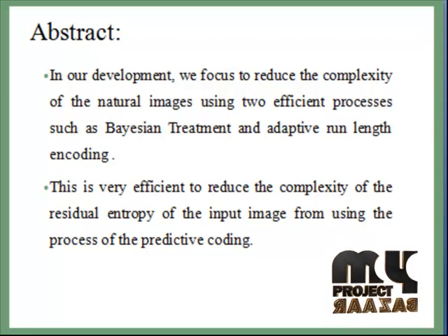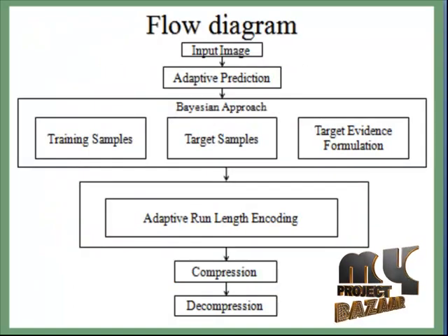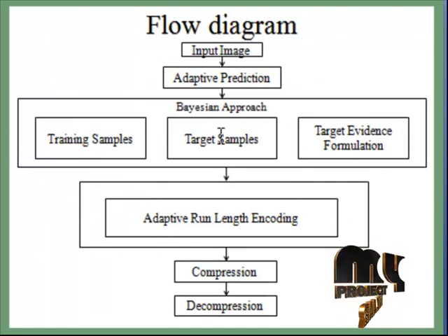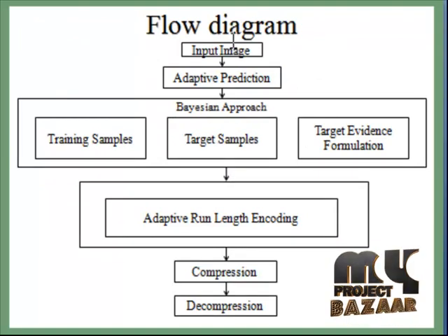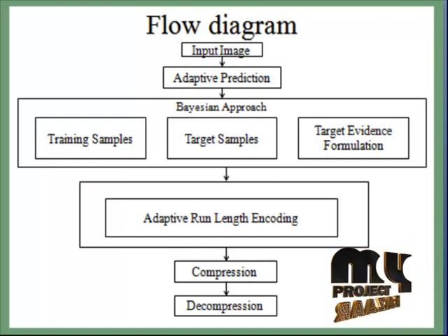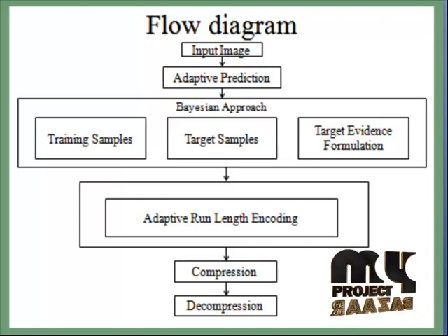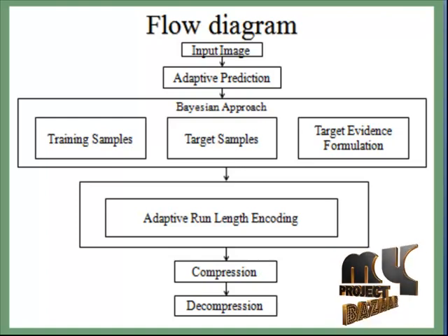And then we have to see the next process, the flow chart. This is the flow chart of our lossless prediction process. First of all, we have to take the input images. The input images are natural images. We predict using the Bayesian treatment. The Bayesian treatment is an efficient method to predict the output from the compression process.